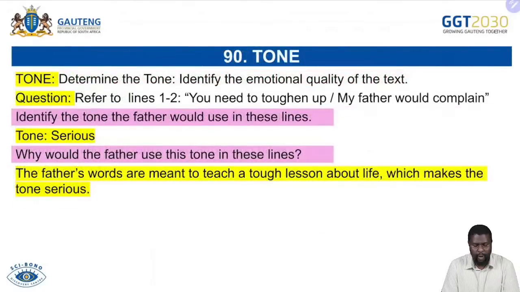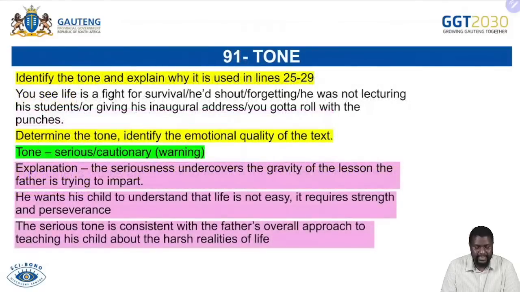Now you will also get the tone questions in the poem. Identify the emotional quality of the text. You need to toughen up. My father would complain, you must toughen up. What tone would he use here? He is serious. He's commanding, tough. Why would the father use this tone? He meant what? To teach his what? A lesson. The father's words are meant to teach a tough lesson about life, which makes it a serious tone. How something is said and explained.